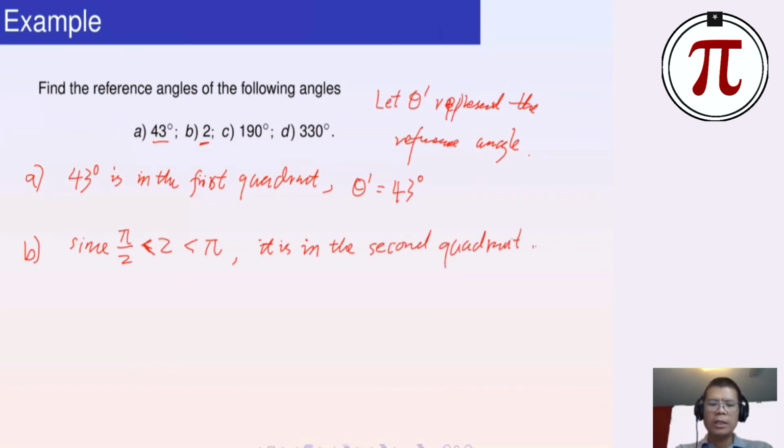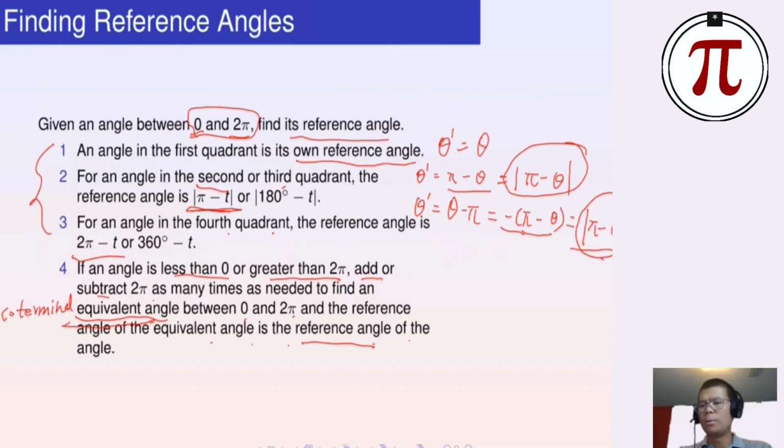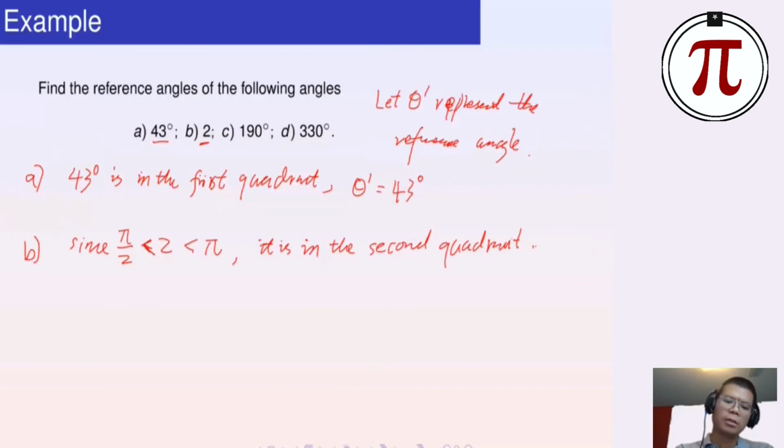Now, if it is in the second quadrant, what is the reference angle? It's the absolute value of pi minus theta, right? So theta prime equals the absolute value of pi minus 2. Now it is pi minus 2 because pi is greater than 2, right? Okay, and C.